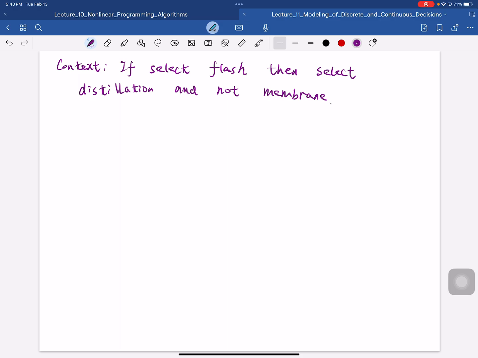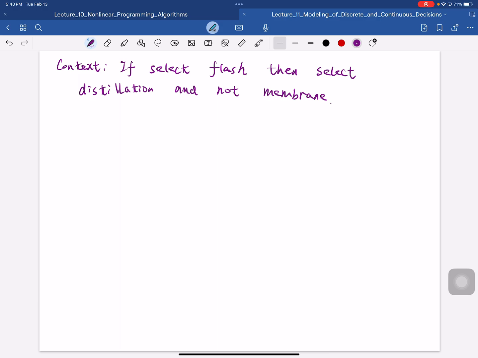Okay, so the logic should be clear. The decisions you want to make are whether you select a flash or not, and whether you select distillation or membrane or not. But they have to satisfy this logic constraint that says whenever you select flash, then you have to select distillation and not membrane. You can think about this as a logic constraint in your optimization problem.